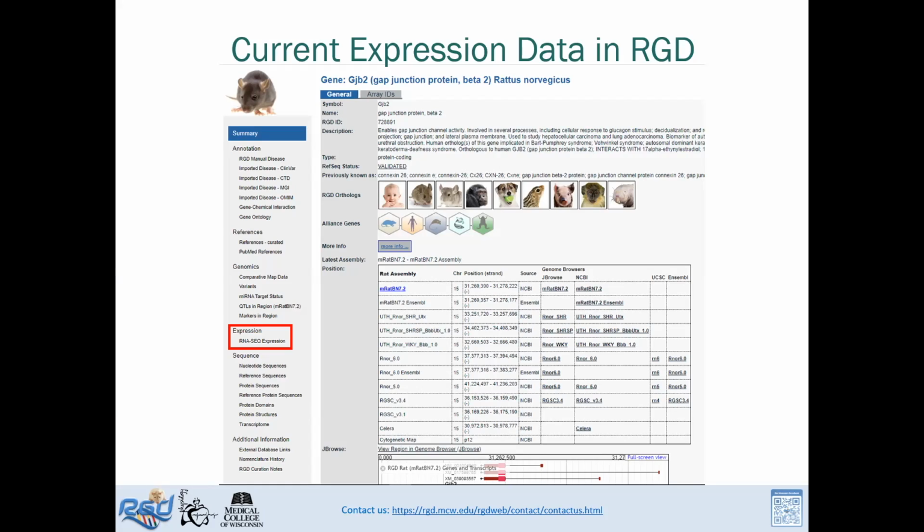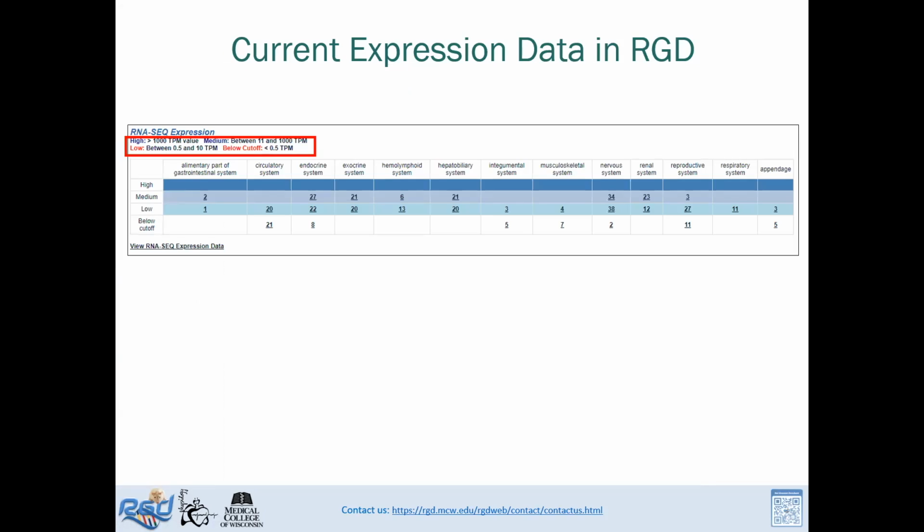If you'd like to access any expression data, pick your favorite gene, navigate to the gene page, and then you can click on the expression menu on the left-hand side and it'll bring you down to that section, or you can just scroll down and it'll bring you to the expression section. This is it. The data are presented on the RGD gene pages in a summary table.